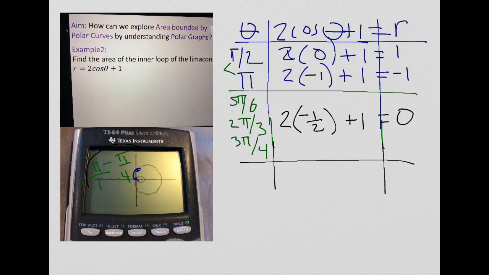Now you can actually move in and get a better graph. This is zoom 4, but you can also zoom in even more. And you can see that it is starting at the pole. So yay! We figured out the first angle where our inner loop starts. And it just so happened to work out nicely because, like I said, cosine of pi over 3 we know is 1/2, so we're able to use that as a good place to start off.